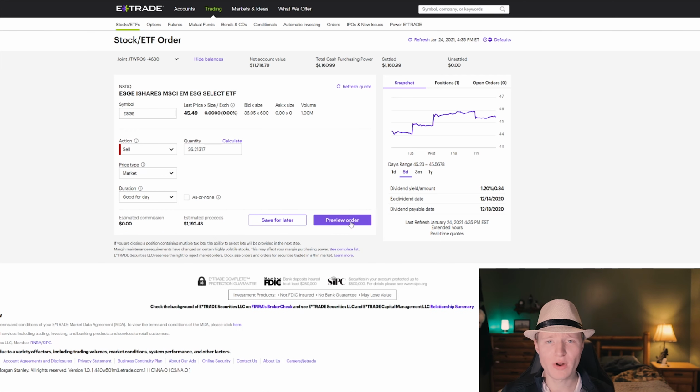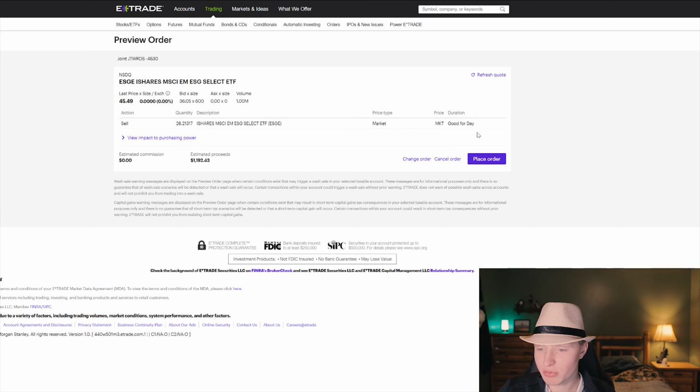And then when you are ready to go, you just click preview order, and then click place order to proceed with your trade. I'm currently doing this on a non-trading day, so this order would just be queued for when the market opens tomorrow on Monday. So that is how you buy and sell securities on Etrade.